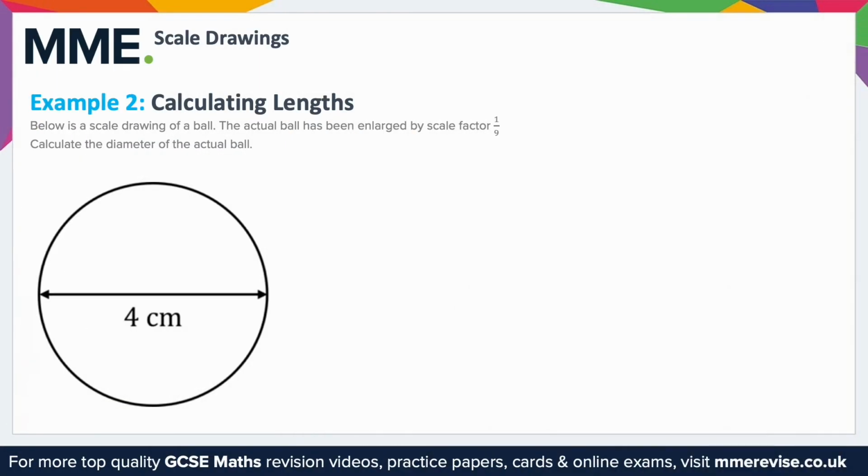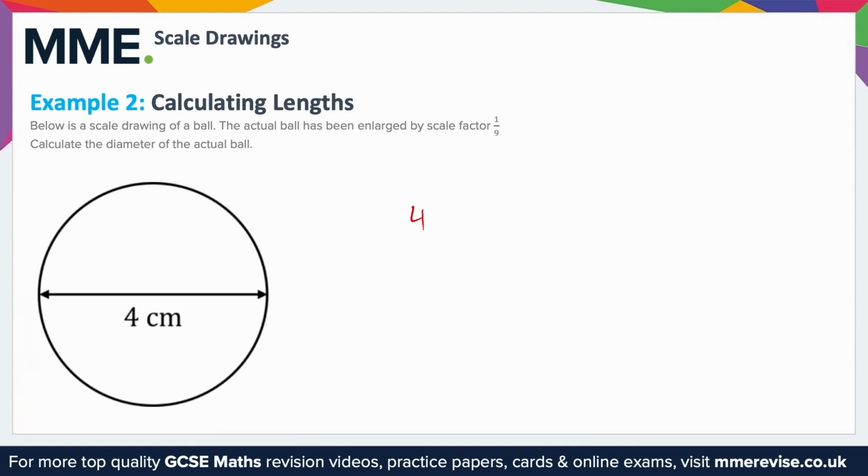Below is a scale drawing of a ball. The actual ball has been enlarged by a scale factor of a ninth. Calculate the diameter of the actual ball. So remember, when you use a scale factor, you take the actual dimensions times by the scale factor, and then that gives you the scale drawing dimensions. So in this case, we want to go backwards, and we're going to want to do the scale drawing dimensions divided by our scale factor, and that will give us the actual dimensions.